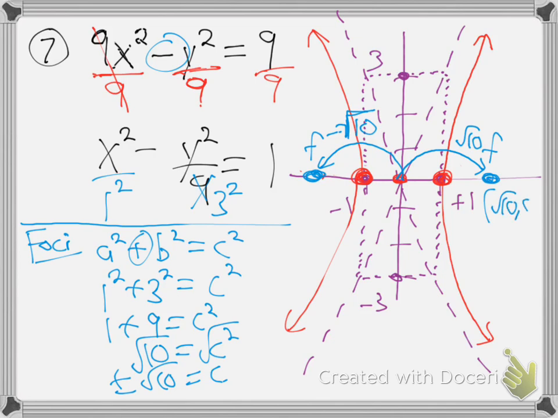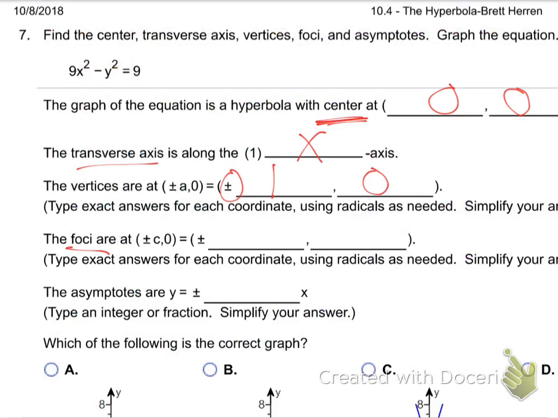All right, so what are the two focus points? This would be root 10, 0. This is minus root 10, 0, isn't it? So that goes back here. They already have the plus or minus. See how nice they are? Plus or minus root 10, 0, for the two focus points.